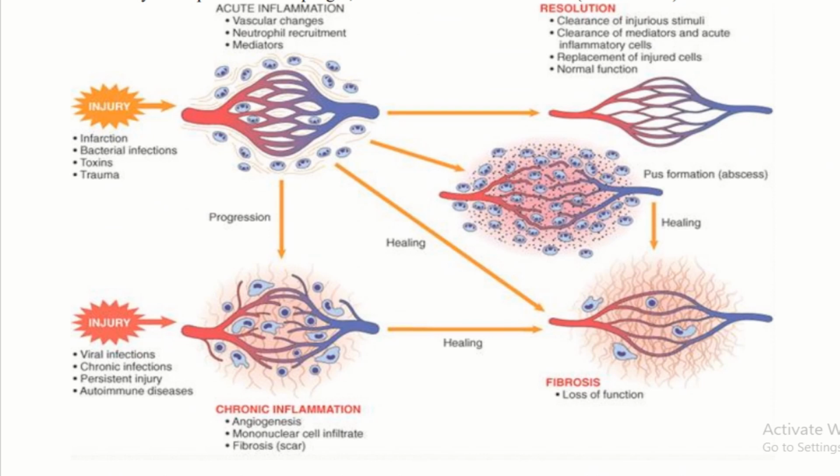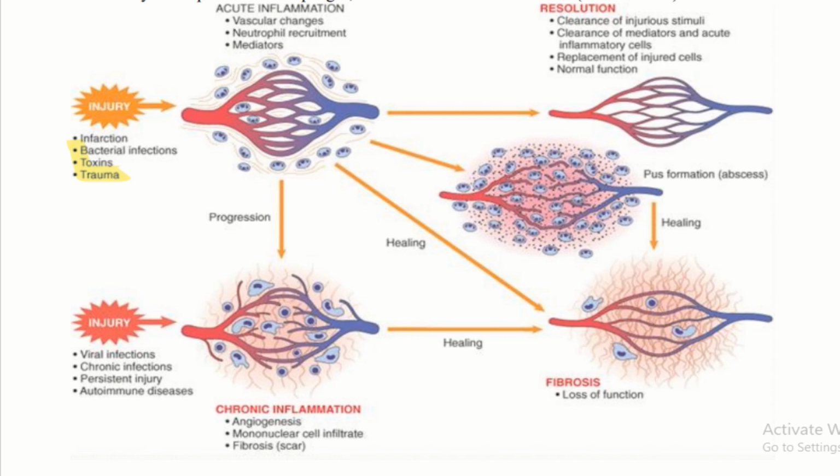Okay, so this diagram here shows the acute inflammation and chronic inflammation caused by any type of injury. Starting with acute inflammation, injury will be caused by infection, bacterial infection, toxin, or trauma. In the case of acute inflammation, there will be vascular changes, neutrophil recruitment, and mediators. Then there will be progression, which will lead to chronic inflammation, causing angiogenesis, mononuclear cell infiltrate, or fibrosis, for example, a scar.